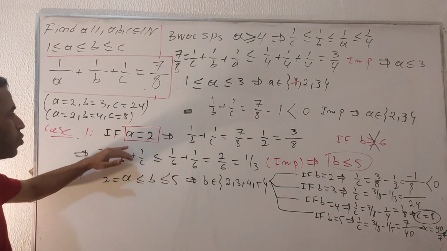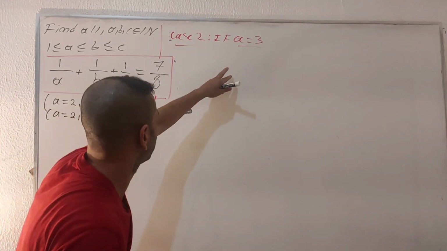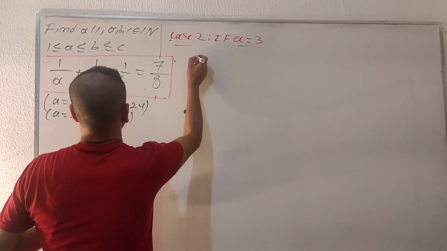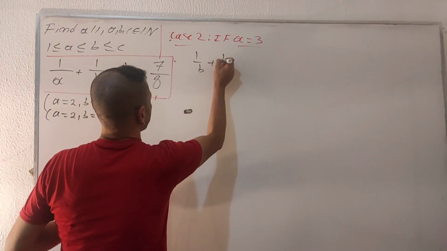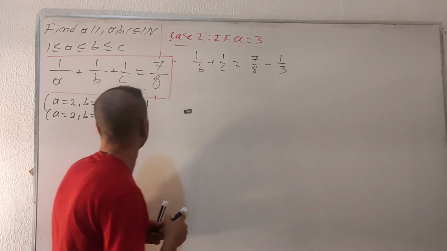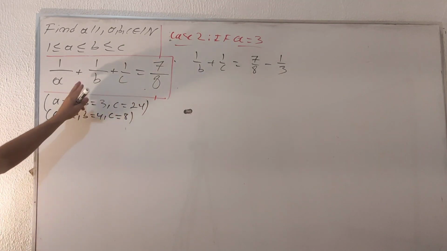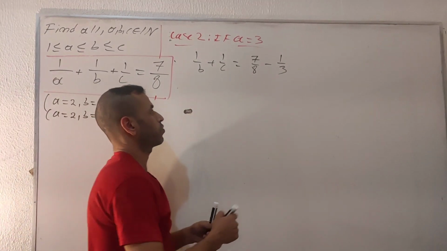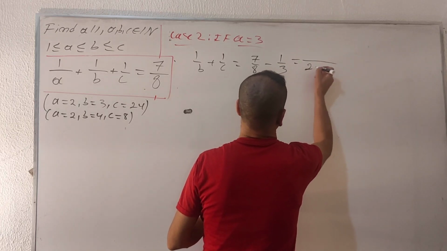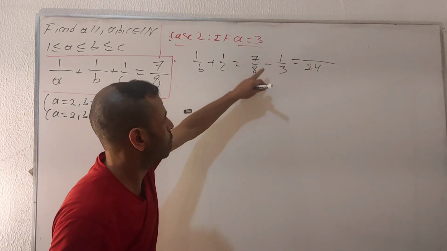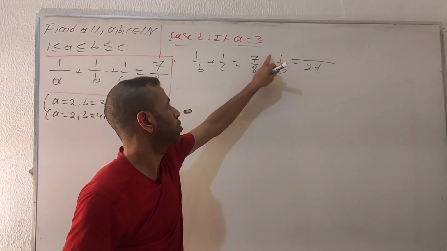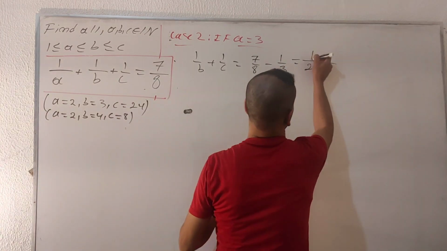Let's move on to the next case when we have a equals 3. I'm going to plug this number of a here to see the new expression. I get 1 over b plus 1 over c equals 7 over 8 minus 1 over 3. After replacing a with number 3, I took it to the other side and got this fraction here. Calculating this fraction, I'm putting 24 as a common denominator. Multiplying this one gives 21, and this one gives 8. 21 minus 8 is 13.